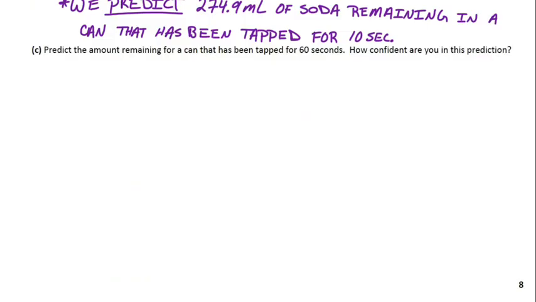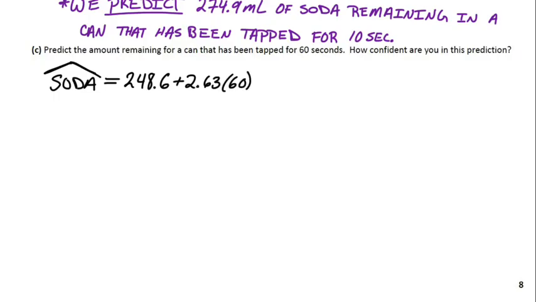Let's scroll down a little bit. It says predict the amount remaining for a can that has been tapped for 60 seconds. And then how confident are you in this prediction? So same idea. Let's just plug in 60. So predicted amount of soda, and then plug in 60 for the tapping time. Then that's a pretty simple calculation. Just make sure you show your work.